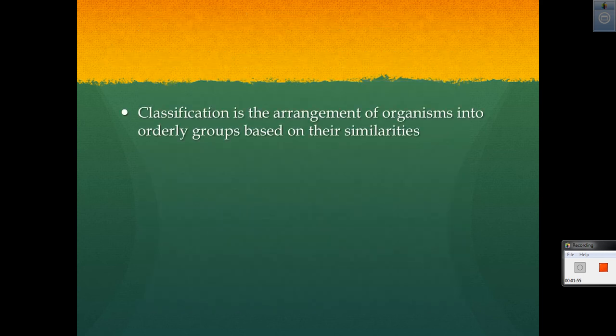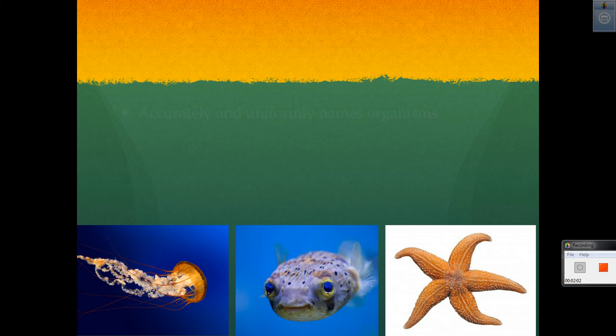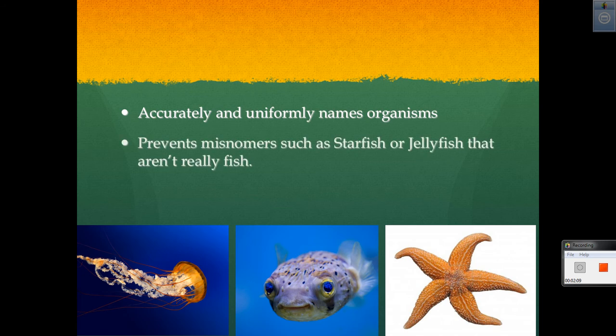So classification is the arrangement of organisms into orderly groups based on their similarities. We also call it taxonomy. So it will accurately and uniformly name all of the organisms that we know of, and prevents misnomers such as starfish or jellyfish that aren't really fish. Did you know that? A starfish isn't really a fish, neither is a jellyfish. So their scientific names would help us get over that misnomer, that misinformation. We use the same language, Latin and sometimes Greek, for all the names.